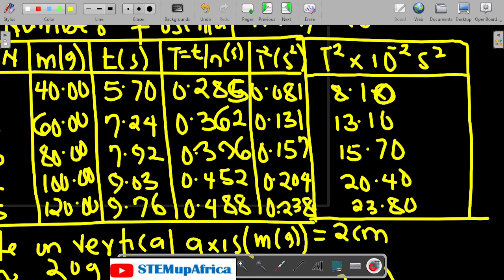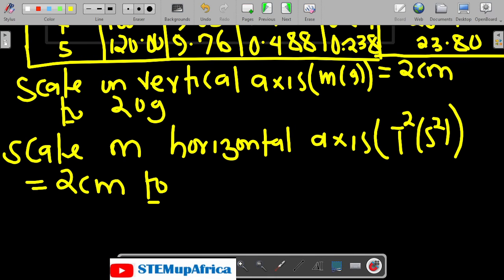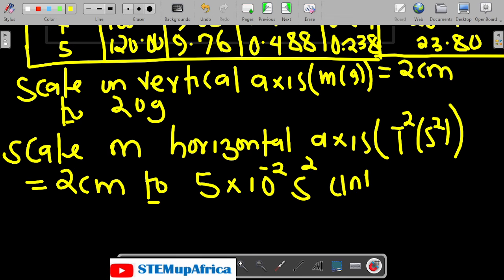I may choose to take 2 cm to represent 2 units, but the graph will not be enough to accommodate all the figures. So I will switch to 5. I will say 2 cm to represent 5 times 10 minus 2 second square units. So this is now the scale I'm using for figure 1.